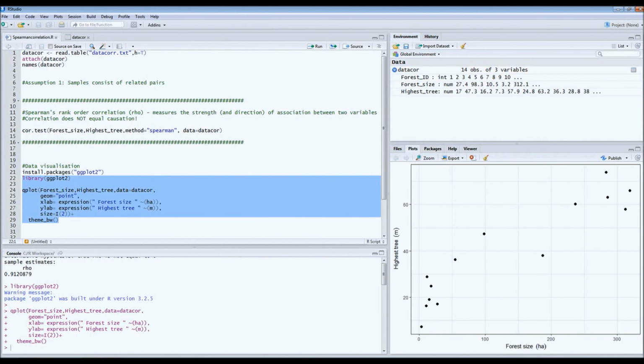If you look at the graph, we can clearly see that as the size of the forest increases, so does the height of the highest tree. And this is it for the Spearman correlation. Thank you.